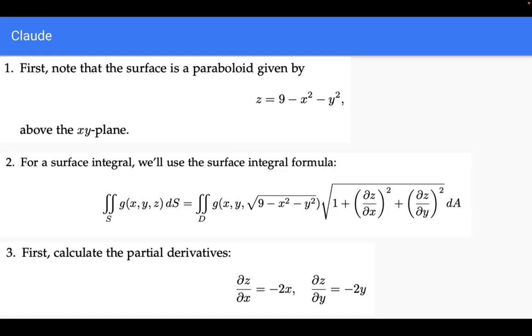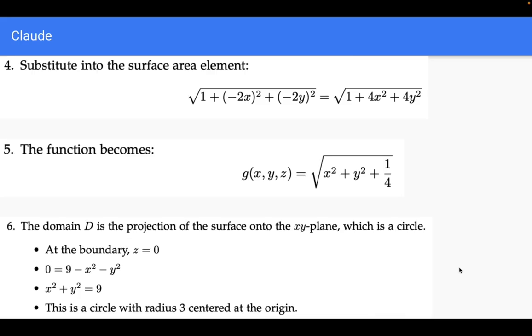The second model we will look at is the output from Claude. So Claude starts out by noting that the surface of the paraboloid is what we are given, and that we will use this surface integral formula, which looks the same as what ChatGPT had. It calculates the same partial derivatives and substitutes into the surface area element. And then our function g of x, y, z is this, with the surface area element being here.